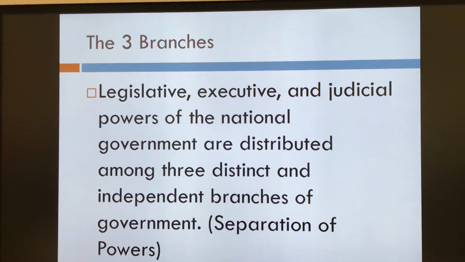So again, we have three branches in the United States government, and we also have three levels in the United States government. And that's what we're going to be looking at throughout SOL 6 and 7 and 8.